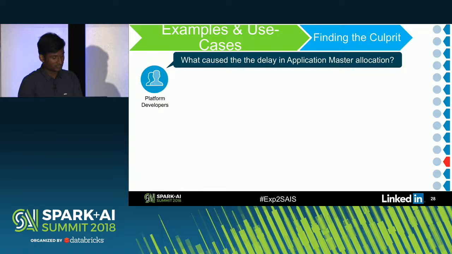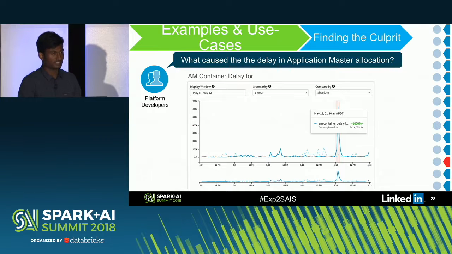So what I do is, I try to plot a graph. I select the time duration, I select the same specific flow, I select the granularity, and I do see that there is a spike in the AM container delay. In fact, there's about a 1,000% spike in the AM container delay at that specific moment compared to the baseline, which is the last week.